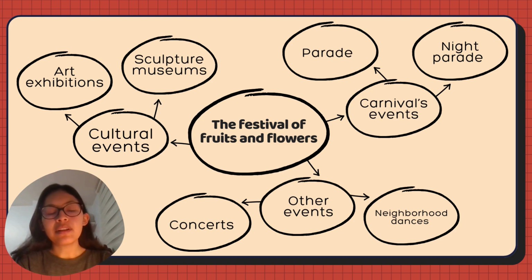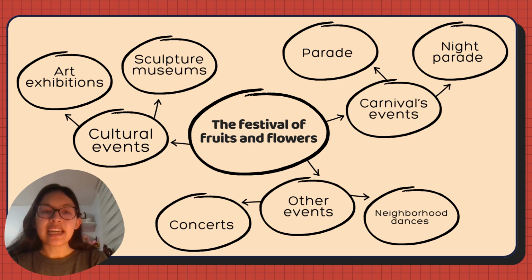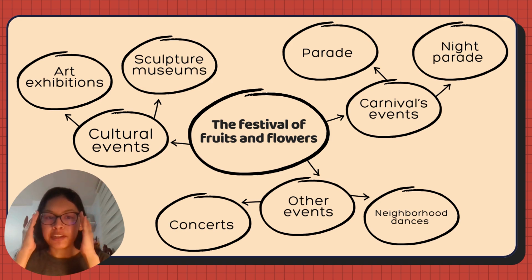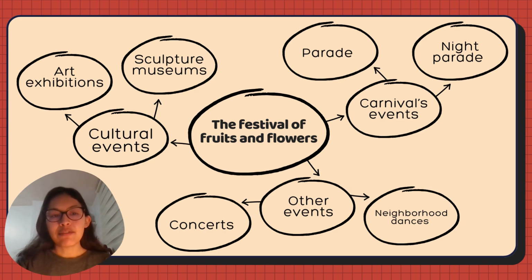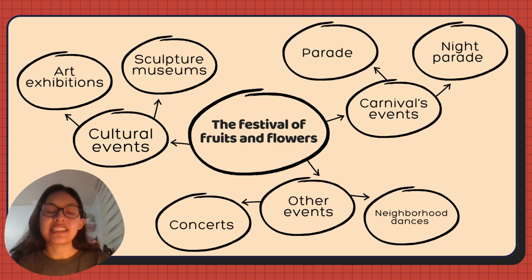So here we have an example of a mind map, in this case about the topic, the Festival of Fruits and Flowers. As we could see in the first example about an outline, each paragraph has its respective topic sentence, and from the topic sentence, we have its respective general statements, which are the general reasons to support the topic sentence, and each general statement has its respective supporting details.